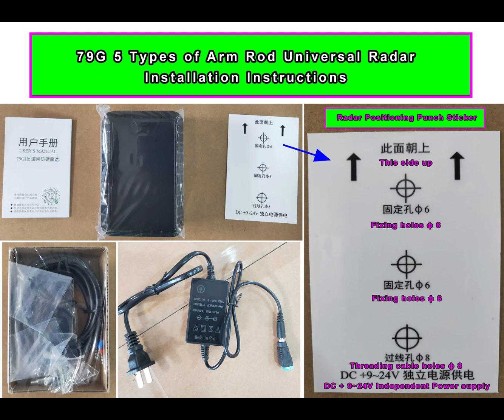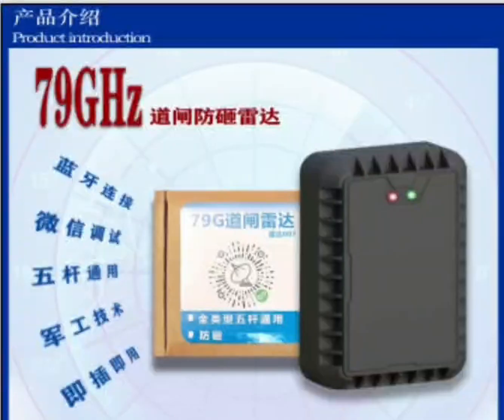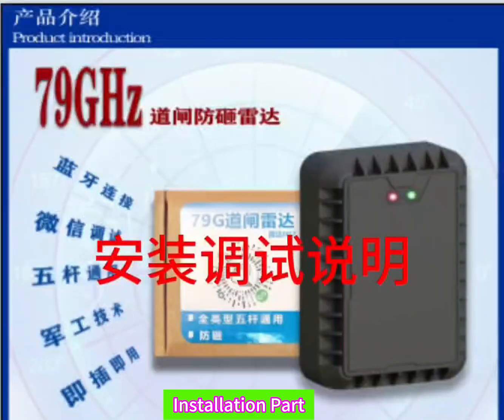79G, 5 types of arm rod, universal radar, installation instructions. Installation part.